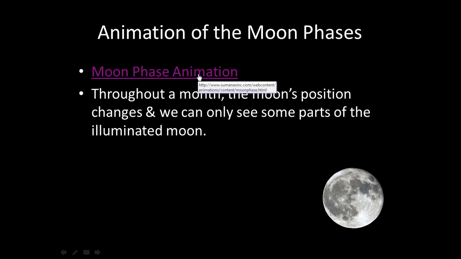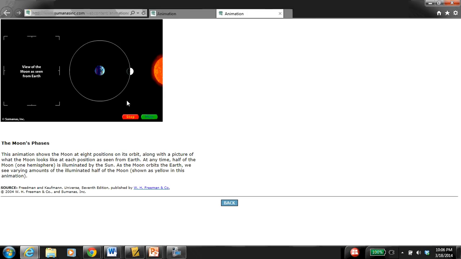Let's look at an animation of this happening. Here you can see the Earth in the middle. This is the sun over here, and the moon, which will rotate around. This box on the left will show you what the moon looks like from Earth.